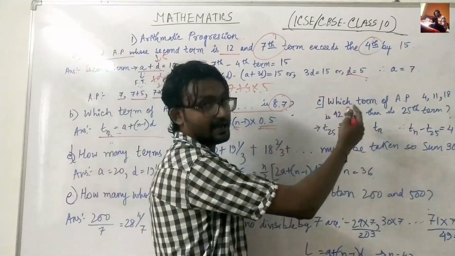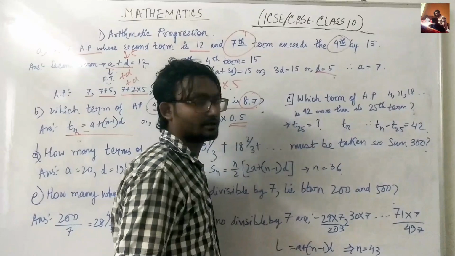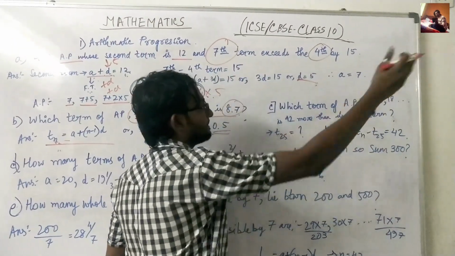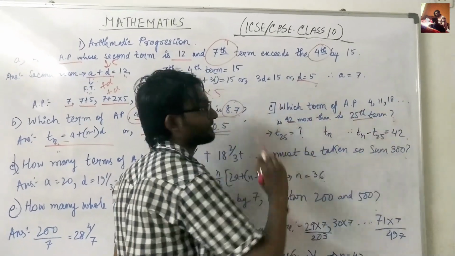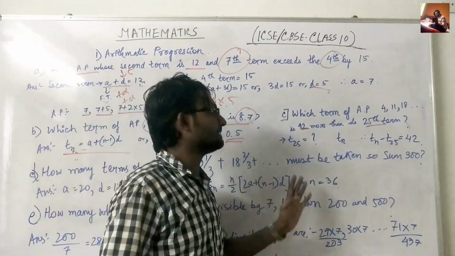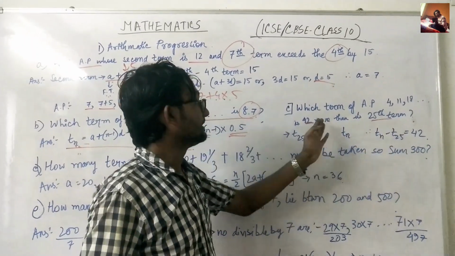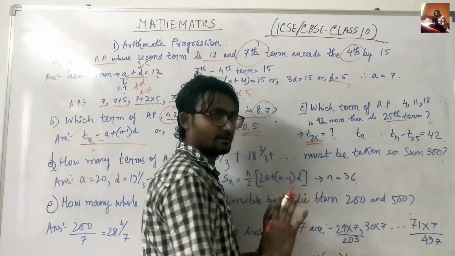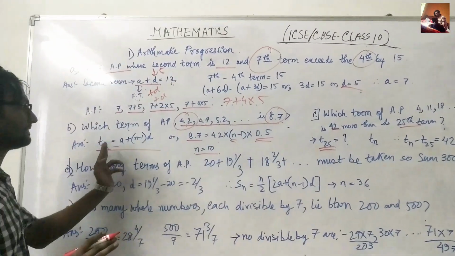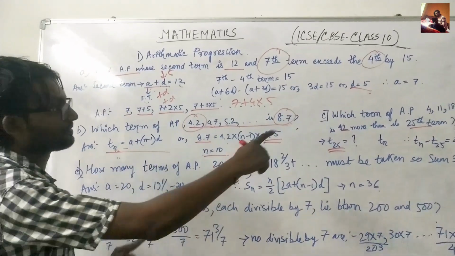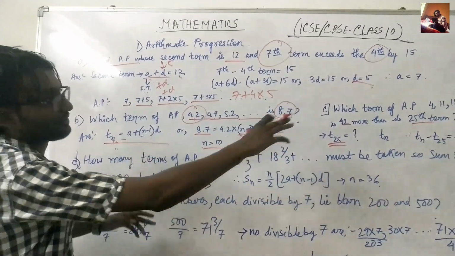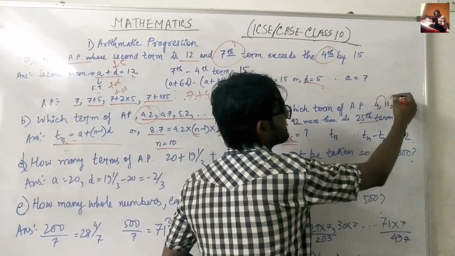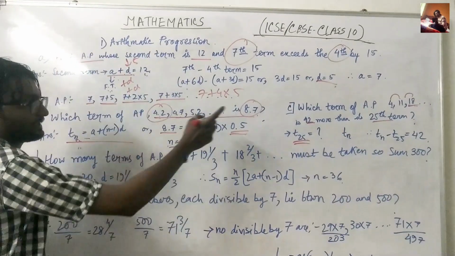Number 3: this sum you guys have to do and tell me the answer in the comment section. Which term of the AP 4, 11, 18 is 42 more than its 25th term? So which term of the AP is more than the 25th term by 42? We have to find the 25th term first. So you use this formula: A you know is 4, and D you know is 7, because 4, 11, 18 go up by 7, 7, 7. For the 25th term, n will be 25.